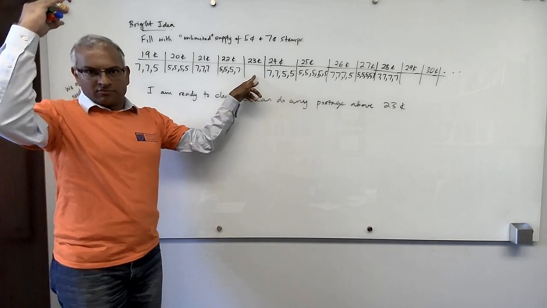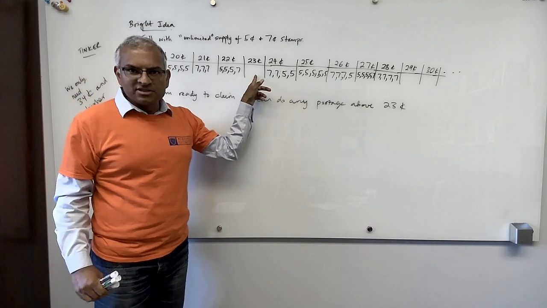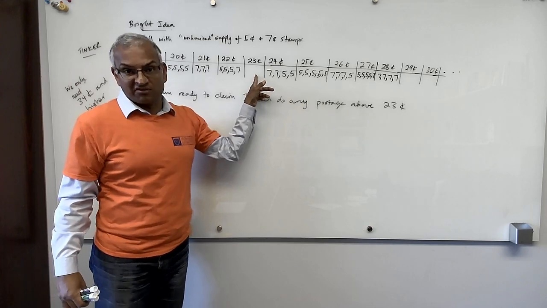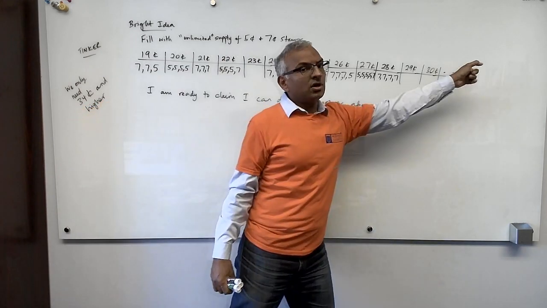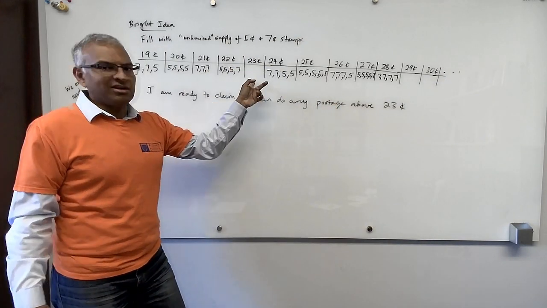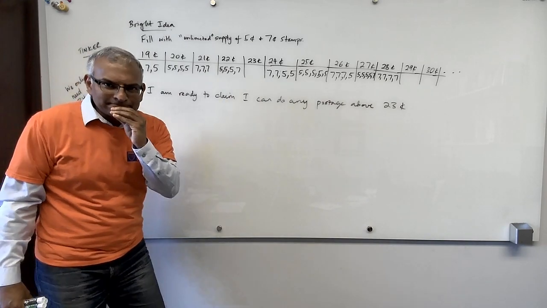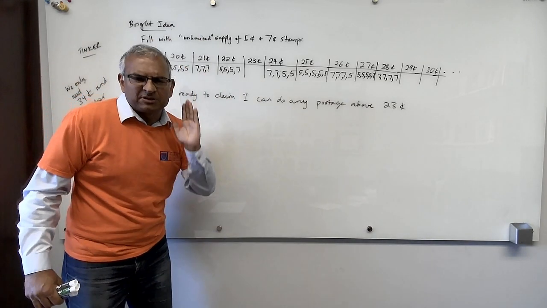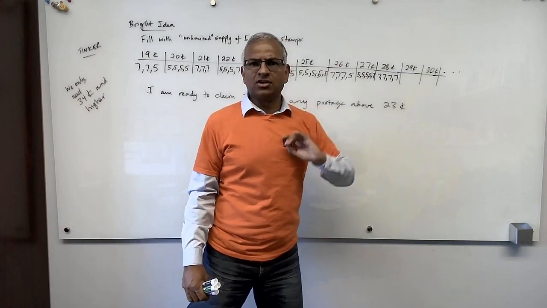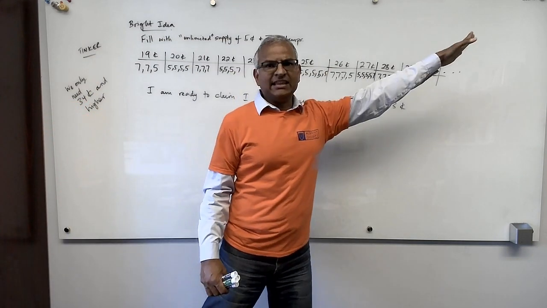1,023 cents, for whatever reason, the postage on a postcard is 1,023 cents. How do you know at 1,023 cents you'll be able to do it? Because look, 23 failed. But I claim that I'm absolutely 100% certain that I can do 1,023 cents. In fact, I can do anything.